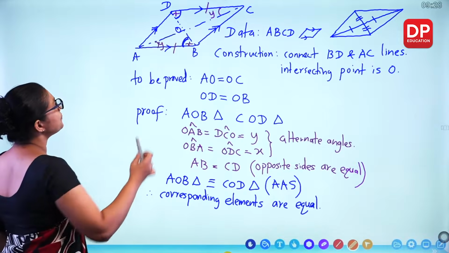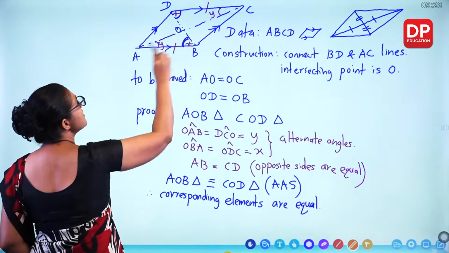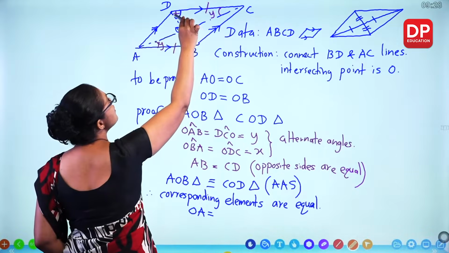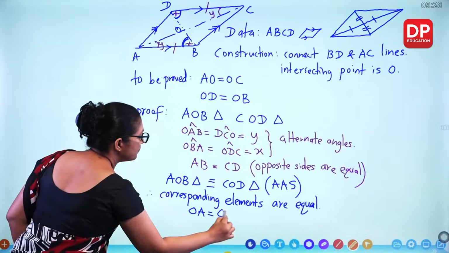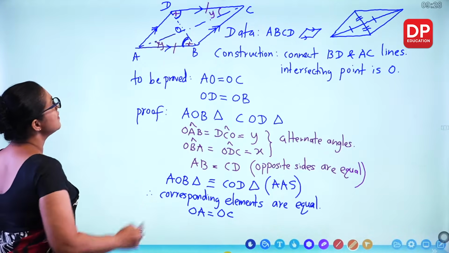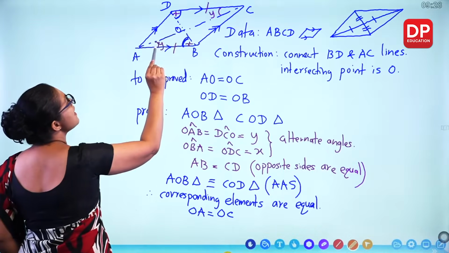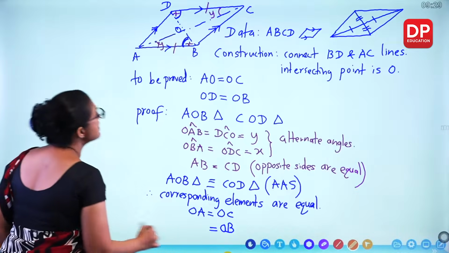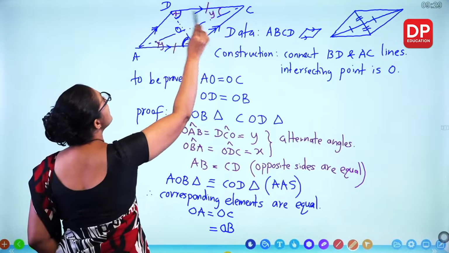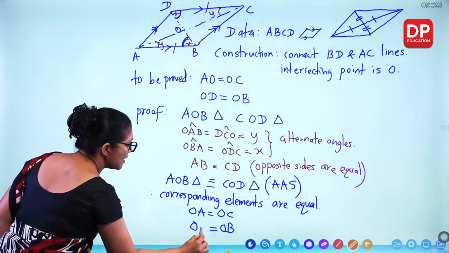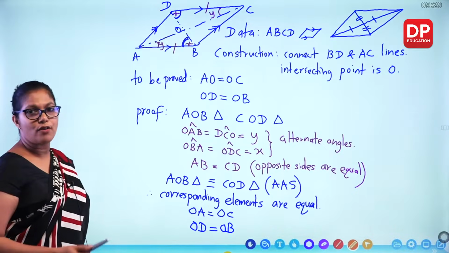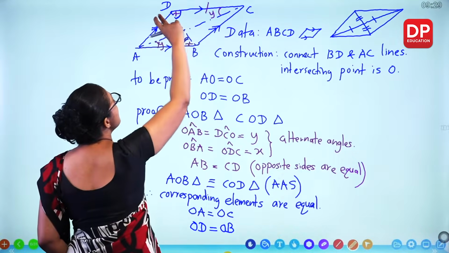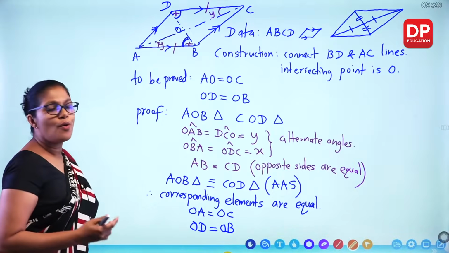If you take the length opposite to X, that's OA. OA is equal to, opposite to X is OC. Again, if you take Y as the angle, opposite to Y, that's OB, that's equal to opposite to Y, that's OD. So we can straight away write down corresponding elements. OA is equal to OC and OD is equal to OB.